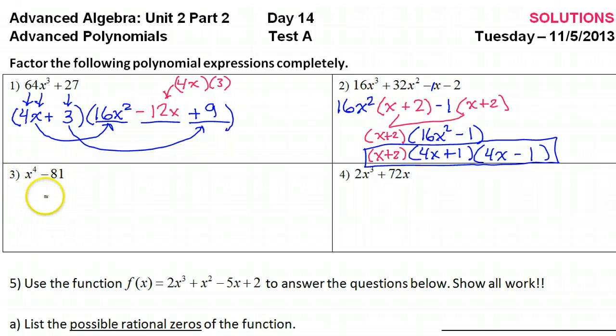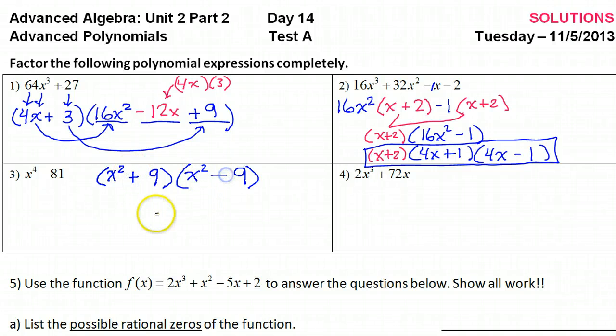Number 3 is the difference of two squares once again. We just have to be careful with it. X to the 4th power can factor as x squared times x squared. Obviously 81 is 9 times 9. So the pattern of the difference of two squares, we'll do 1 plus and 1 minus. So x squared plus 9 and x squared minus 9.